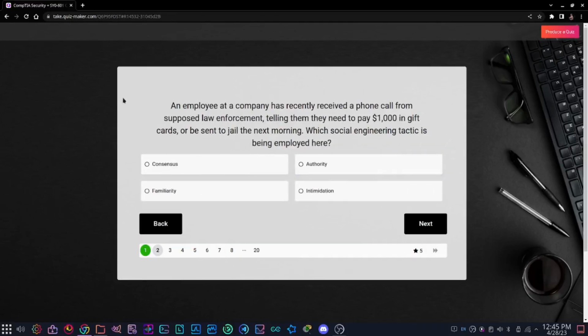Alright, question 2. An employee at a company has recently received a phone call from supposed law enforcement telling them they need to pay $1,000 in gift cards or be sent to jail the next morning. Which social engineering tactic is being employed here? And we have consensus, authority, familiarity, or intimidation. And this is a pretty easy one. So we have them telling them they need to pay money and gift cards or they'll be sent to jail the next morning. This is a clear sign of intimidation.